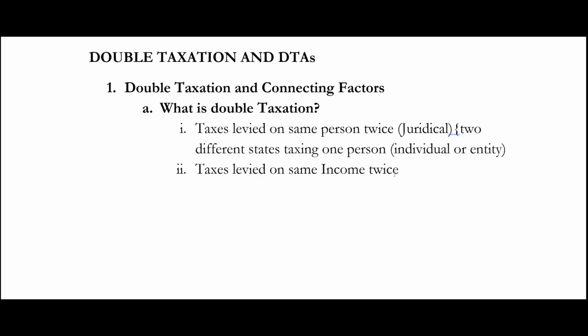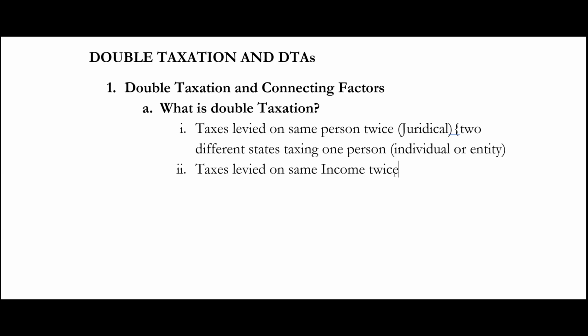So if Kelvin, you go to the UK or you go to Italy, you make some money, right? Or you go to Nigeria, you make money. You pay tax in Nigeria. You bring that money to Ghana, you pay tax on it because you're a Ghanaian. It is two countries taxing the same income, the same person, right?